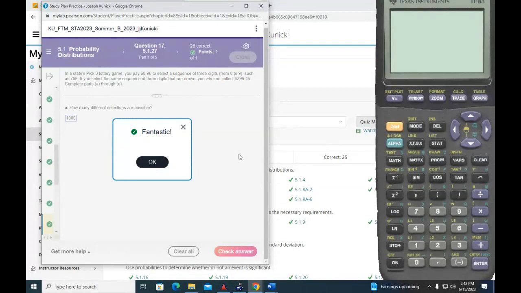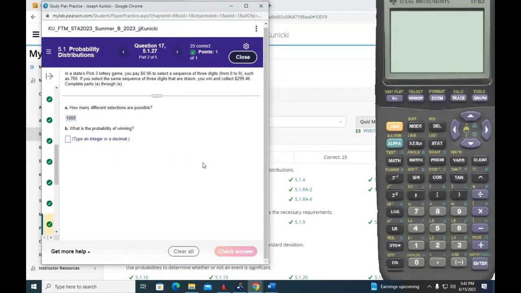If repetitions weren't allowed, then it'd be 10 times 9 times 8, which is 10 pick 3. You have to use the right counting technique given the scenario. All right, so there's 1,000 possibilities for selection. What's the probability of winning? 1 in 1,000.